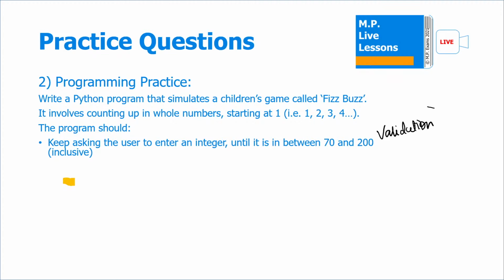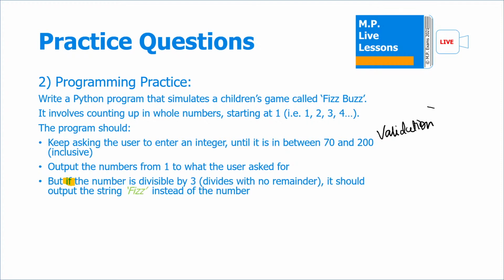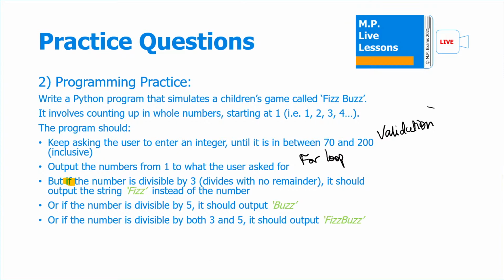That's the while valid equals false, if you remember. Then output the numbers from 1 to what the user asked for. So it could be 1 to, let's say, 100. And this would really be a for loop. But if the number is divisible by 3, so if it goes through the numbers and it reaches a number that's divisible by 3, it should output the string fizz instead of the number. If it's instead a multiple of 5 or divisible by 5, it should output buzz. If it's both divisible by 3 and 5, it should output fizz buzz, like together.